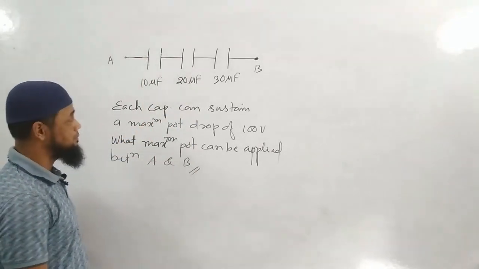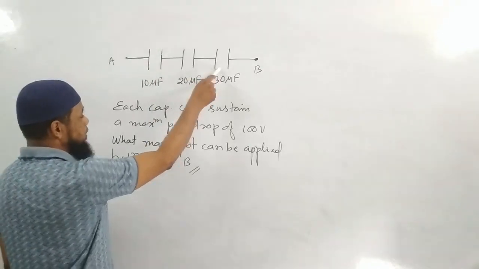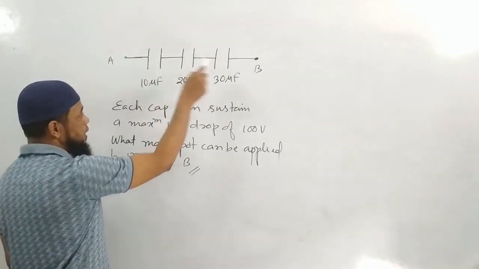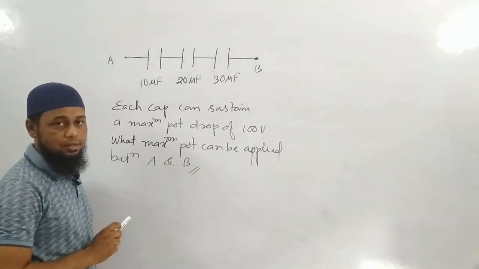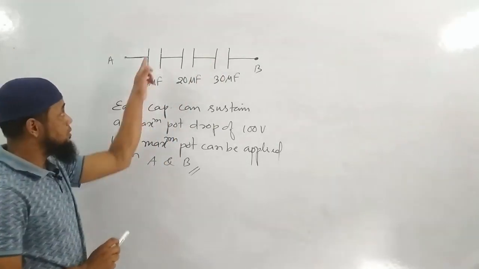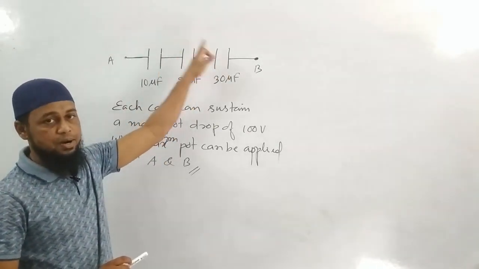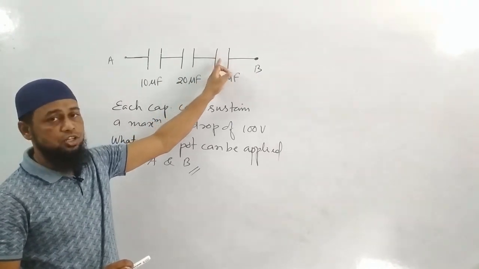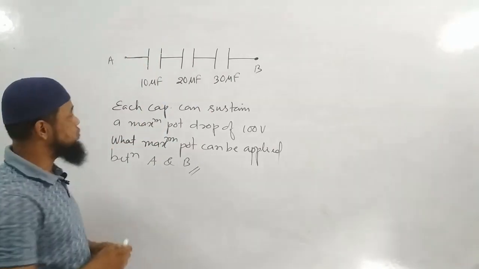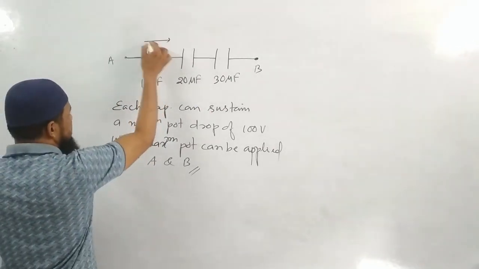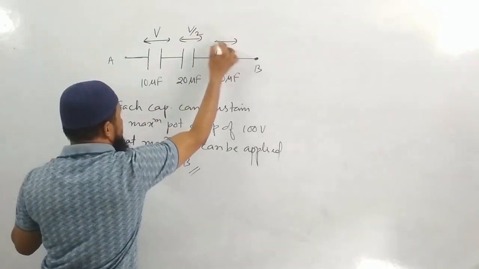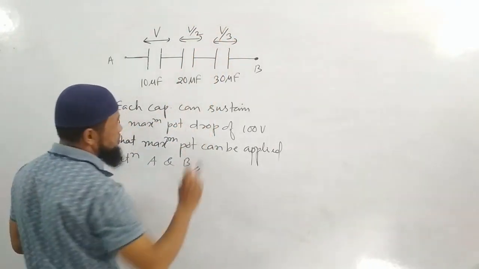Similarly, this one and this one are also in series. Their capacitances are in the ratio 1:3, so their potential drops would be in the ratio 3:1. This is 3 parts, this is 1 part. So this potential drop should be 1/3 of this. One thing is for sure: if I call this potential drop V, then this potential drop will become V/2, then this potential drop will become V/3.